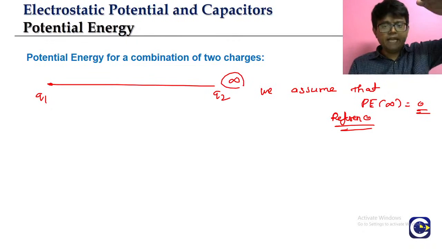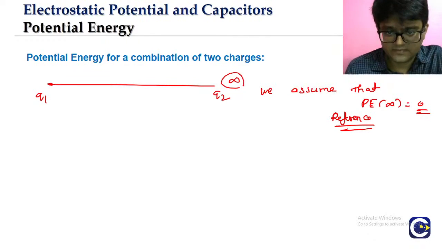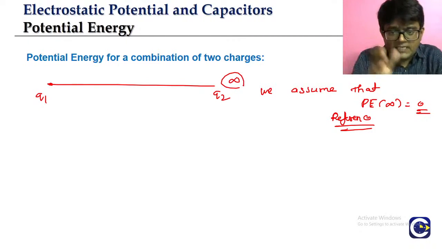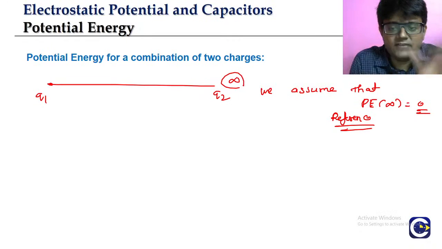அதுல இருந்து if you go to a height h means it will be what? mgh. Okay, அந்த மாதிரி இங்க என்ன? We will take the potential energy when they are at a large separation is what? Zero. That is the reference state.